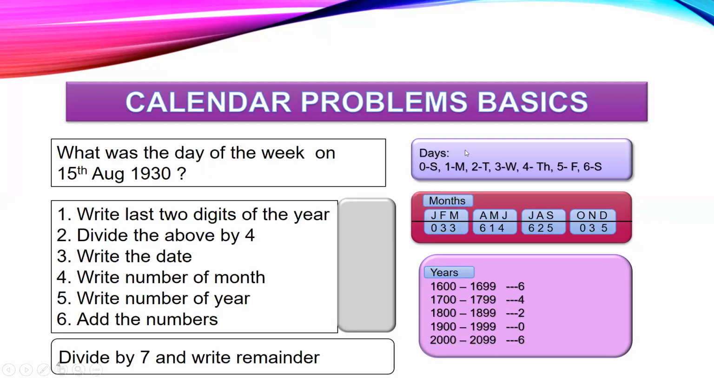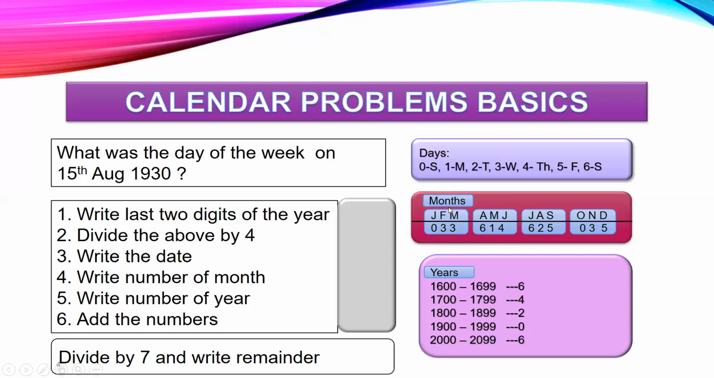Write down three things in your mind: first is days, months, and years. You have to remember the numbers for the days. For the days from Sunday to Saturday, I have given the numbers from 0 to 6. That is, 0 Sunday, 1 Monday, 2 Tuesday, 3 Wednesday, 4 Thursday, 5 Friday, and 6 is Saturday. These are the numbers we have given for the days of the week.